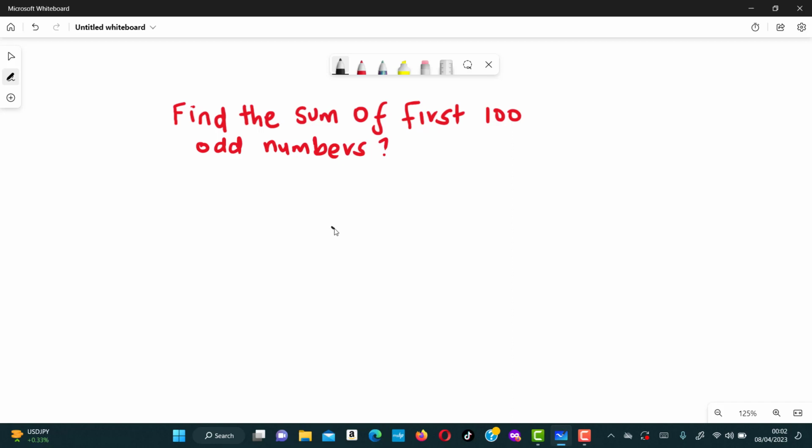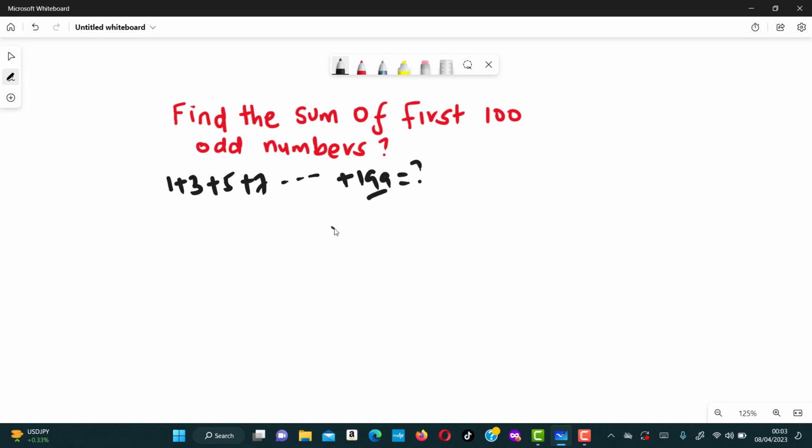Welcome to another video where we will be solving the sum of the first 100 odd numbers. To solve this question, we can use three different methods. First of all, we can do the manual addition of the first 100 odd numbers, starting with 1, then adding 3, adding 5, adding 7, until the 100th odd number, which is 199. I believe that will be very tedious, so I will not dwell much on this.